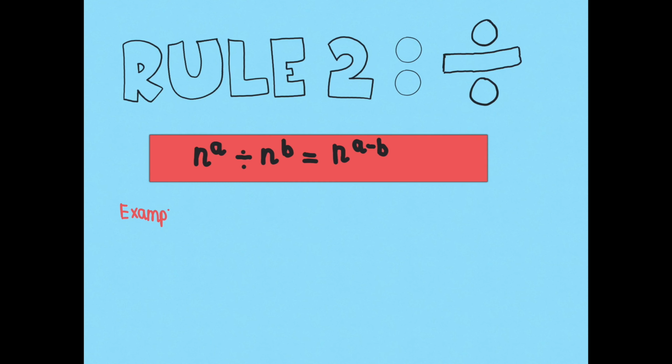Here is an example of the second law. 2 is our base number, and 5 is the index at the top, and 3 the index at the bottom. As you can see, 5 take away 3 gives us 2, making 2 the new index, and our simpler new answer 2 to the power of 2.